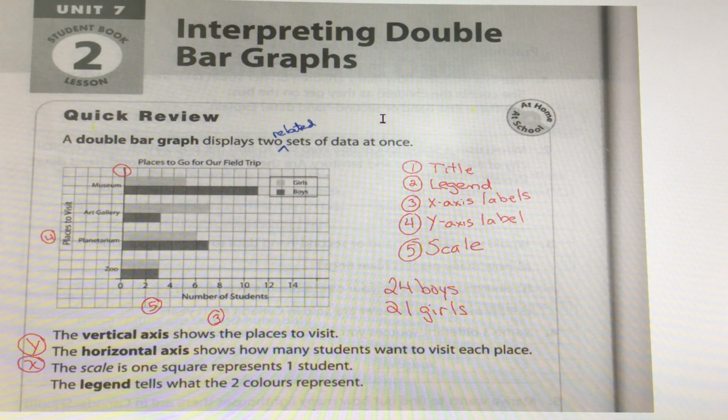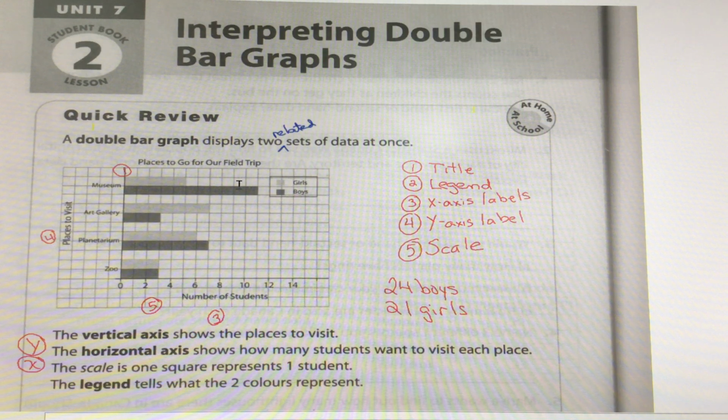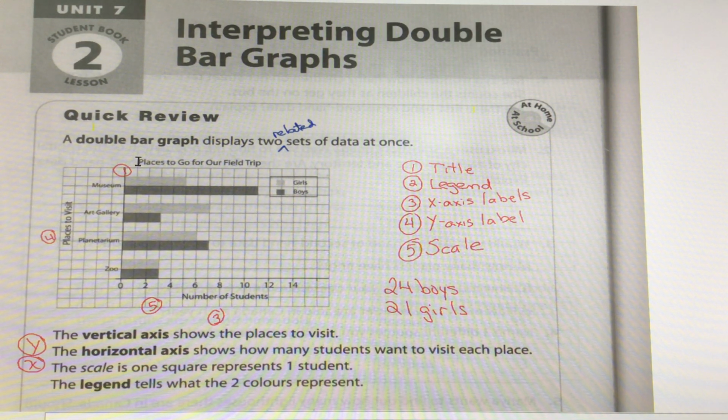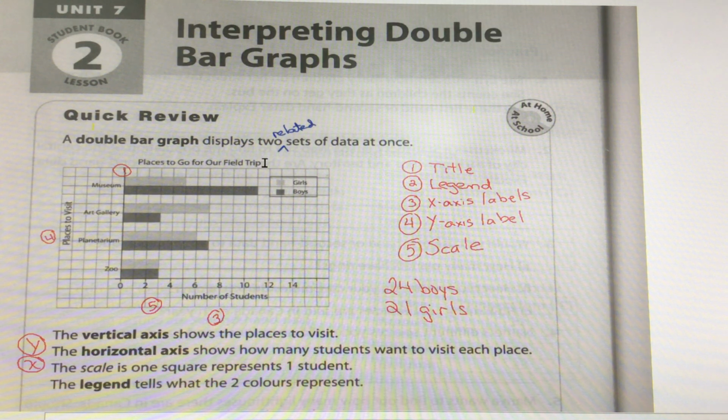Lesson 2 in Unit 7 is called Interpreting Double Bar Graphs. So in this lesson, you're going to be introduced to the way we look at information that's shown in a double bar graph. And in this case, the double bar graph runs horizontally, and it's split into girls and boys that voted on places to go for our field trip.